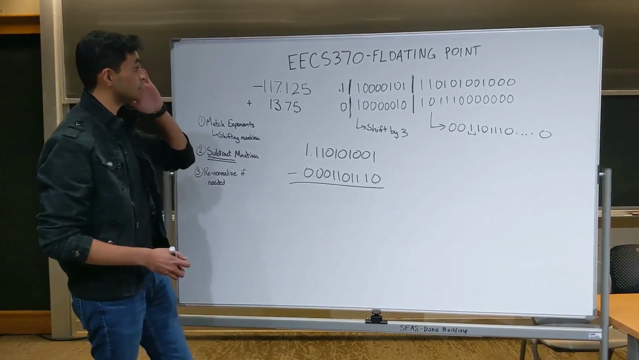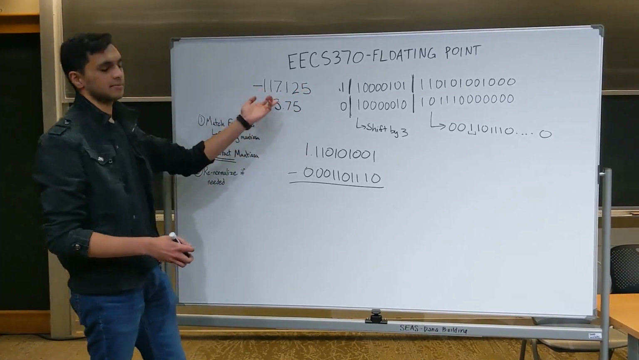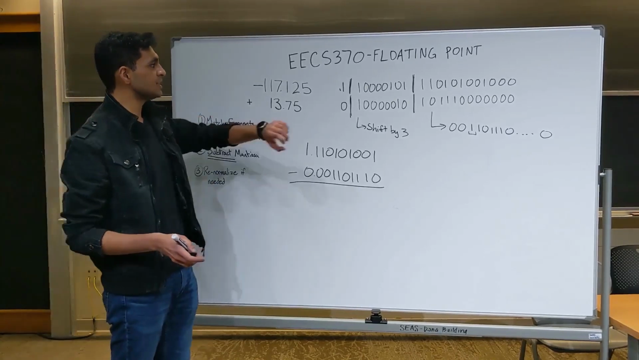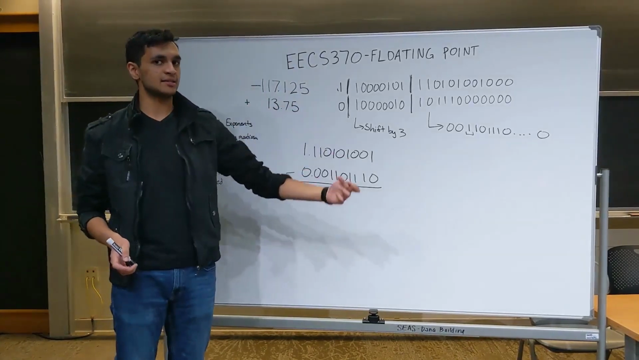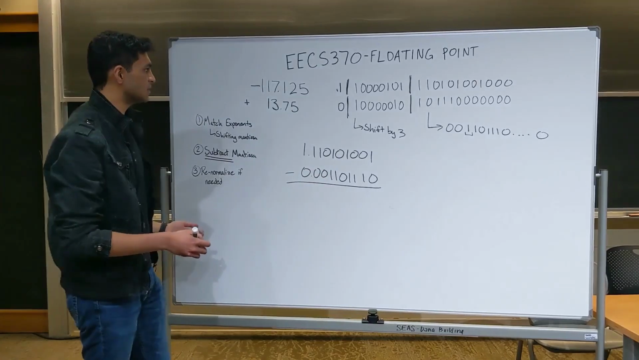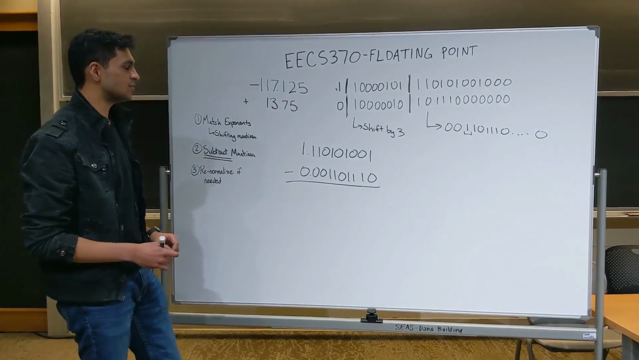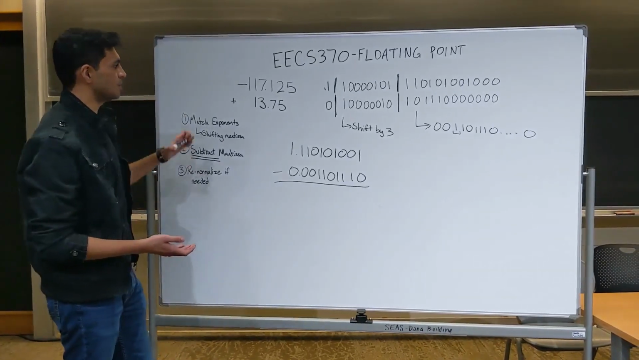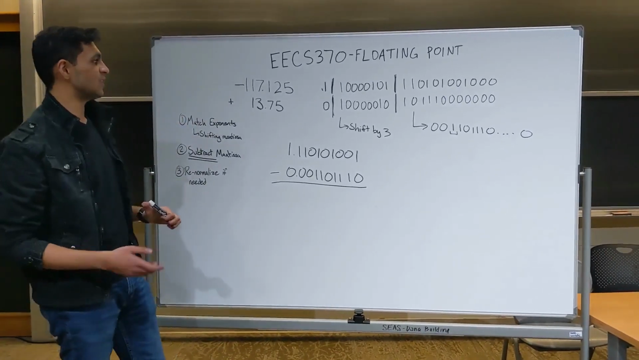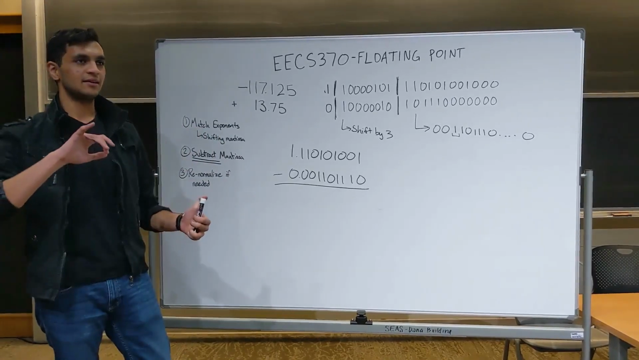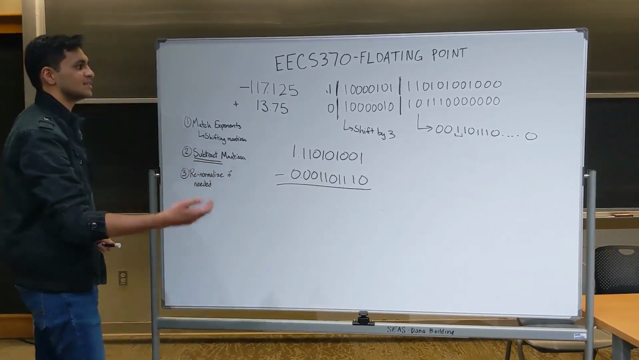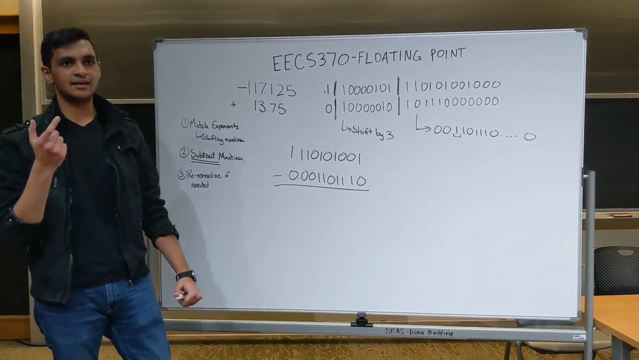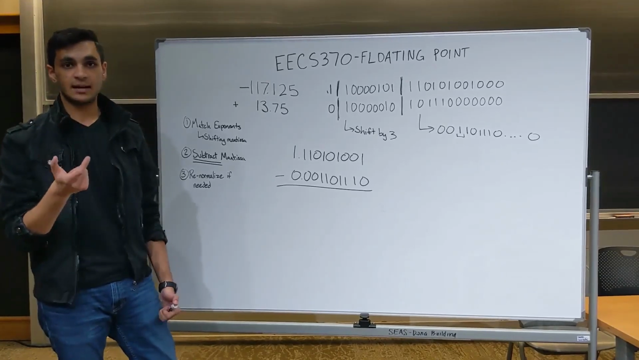In this case, the top number is the bigger number, and we can easily determine that from the decimal value. Then we're going to take the top number and subtract the second number from it, because negative 117.125 plus 13.75 is equivalent to 117.125 minus 13.75 in terms of absolute value. So if you can recognize that, all we have to do is subtract the smaller number from the bigger number, and then make sure that in the end, the sign bit is set properly.